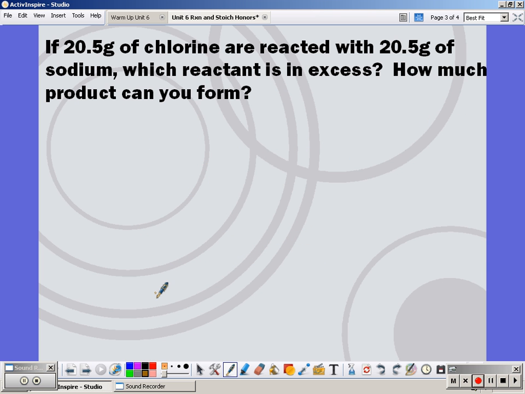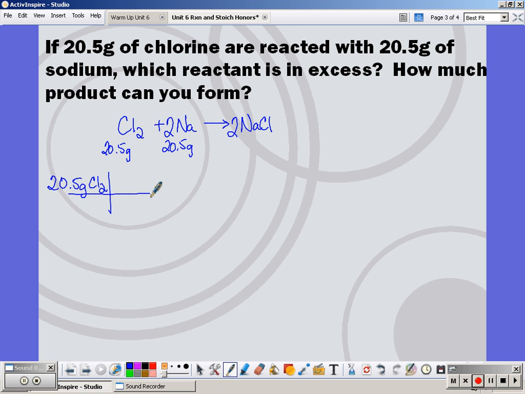Here's another example. Chlorine reacted with sodium. Remember, chlorine's a diatomic. So this is a synthesis reaction because I'm adding 2 elements together, so it's a binary synthesis reaction. Sodium has a charge of 1, chlorine has a charge of 1, so it would be NaCl. To balance it, I would need to multiply by 2 and 2. So I have 25 grams of chlorine and 20.5 grams of sodium. Which reactant is in excess? So the first step is to convert to moles.